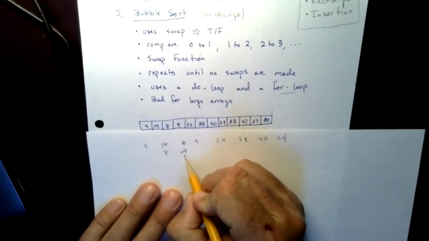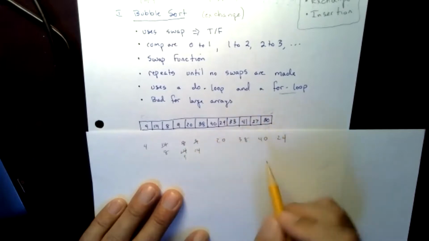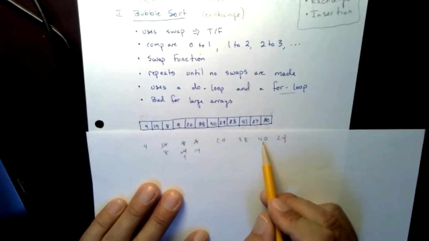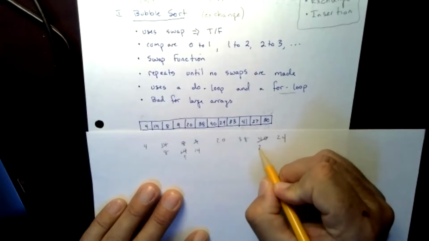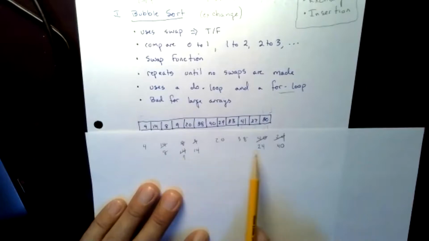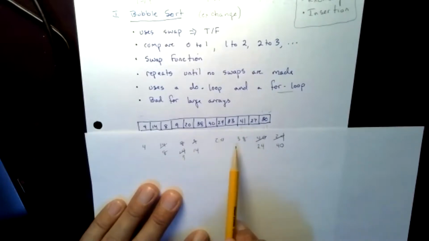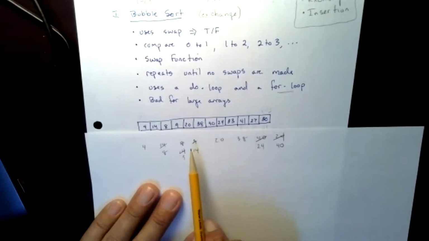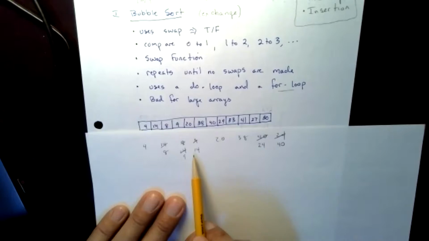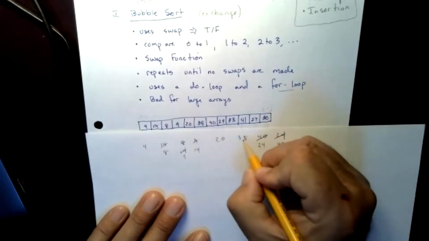14 and 9, yes, they get swapped. 14 and 20, no. 20 and 38, no. 38 and 40, no. 40 and 24, yes. So what happened as I went through this is that some of the smaller numbers start to bubble to the front, while the largest in what I looked at actually bubbled to the end. Going through again, because I did swap. 4 and 8, no. 8 and 9, no. No, no, no, nuts. I did a swap.